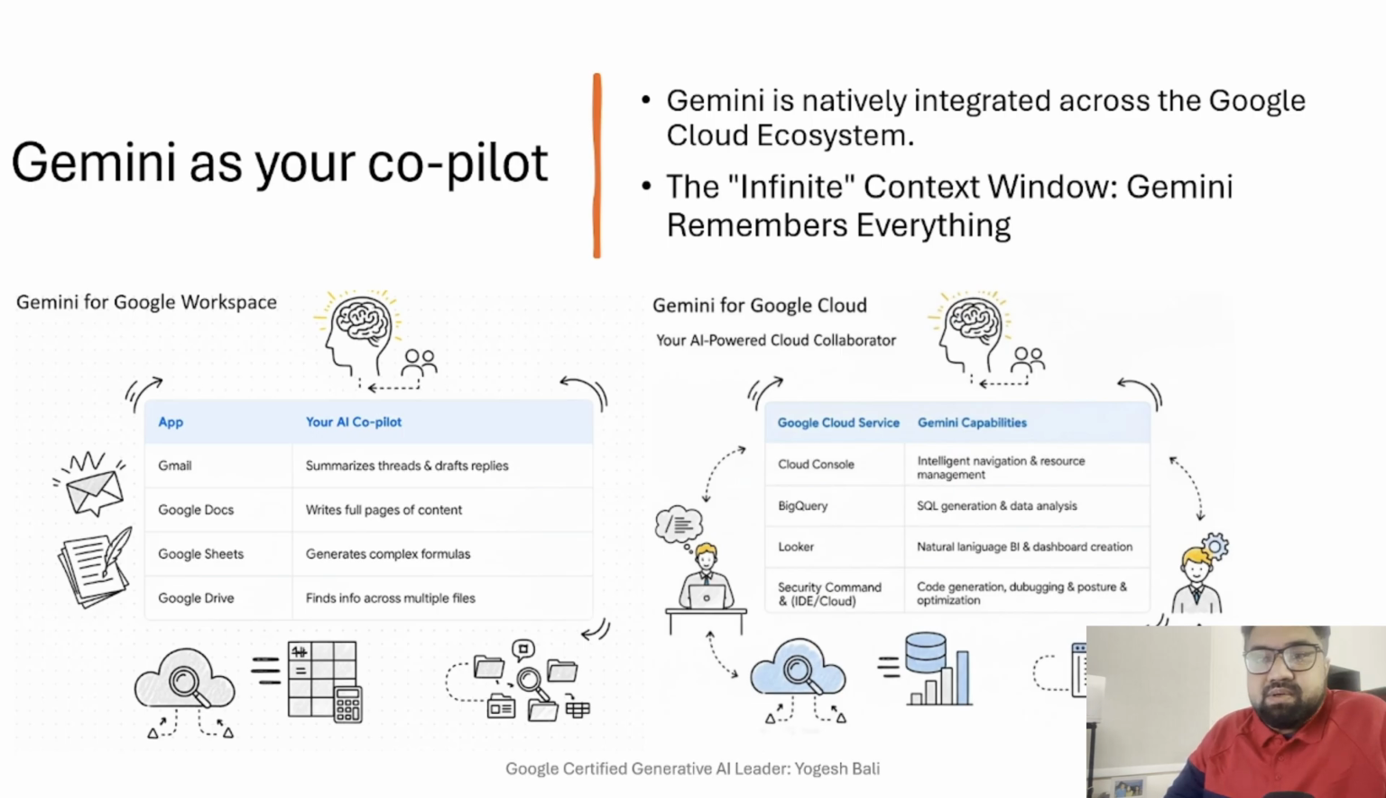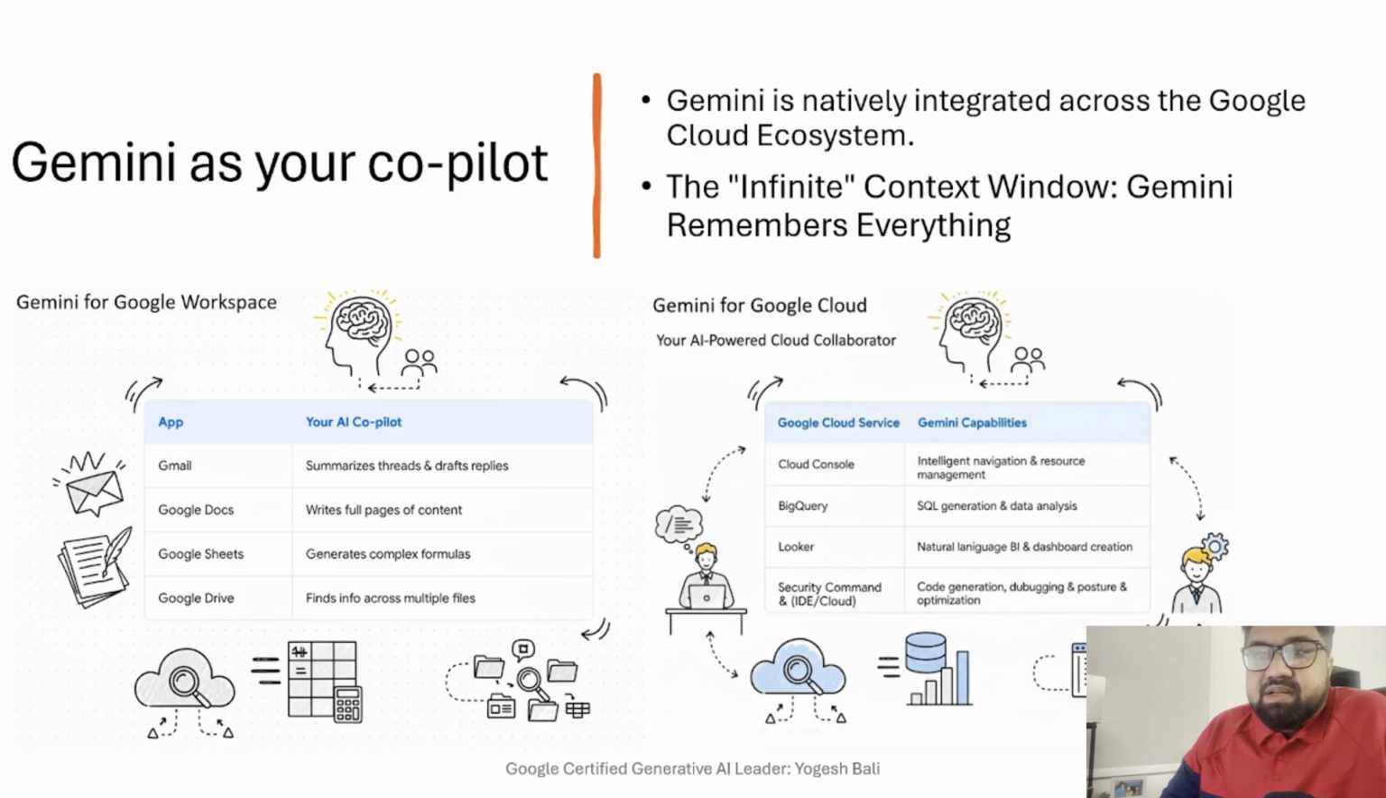Gemini is a Google app that acts as your co-pilot. Gemini is natively integrated across the Google Cloud ecosystem. The infinite context window of Gemini remembers everything from the first prompt to the current prompt. And also it accepts large documents in prompts.